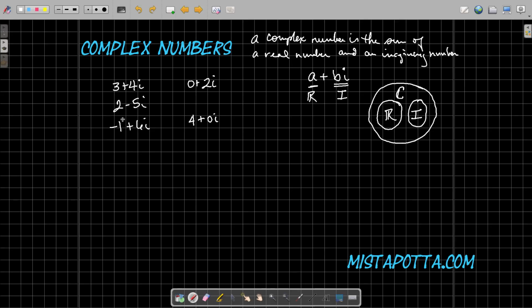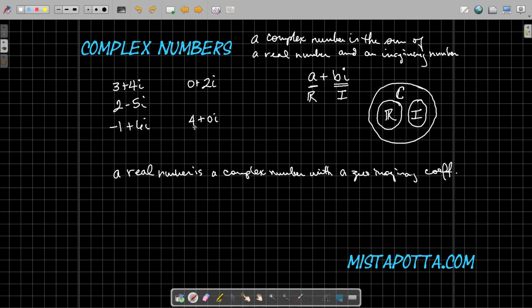I can write any number, a real number or a complex number or an imaginary number, in this form a plus bi. And of course, it's important to observe that a real number is a complex number with a 0 imaginary coefficient.